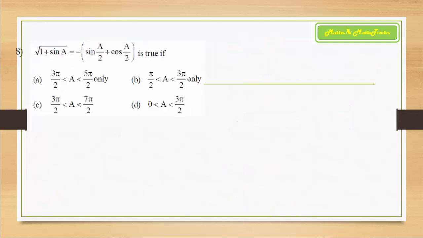Coming on to the next question, which is concept based. You must remember root over 1 plus sin A will be negative times sin A by 2 plus cos A by 2 when it is from the range 3 pi by 2 less than A less than 7 pi by 2. So the answer is option C to this.